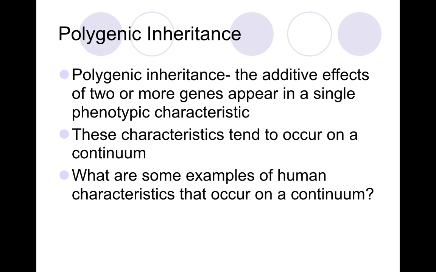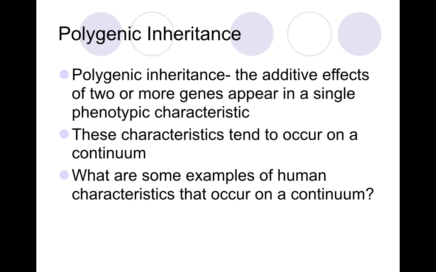The next thing that we want to talk about is polygenic inheritance. This is things like height and skin tone. Those are two examples. Polygenic inheritance is the additive effects of two or more genes that appear in a single phenotypic characteristic. You need to know that definition. These characteristics tend to occur on a continuum, which means like a bell curve.